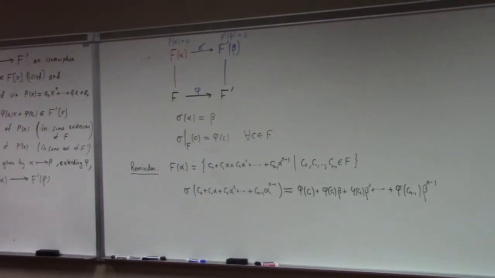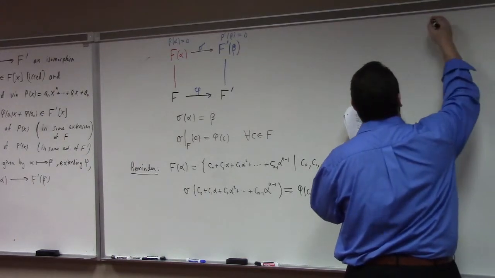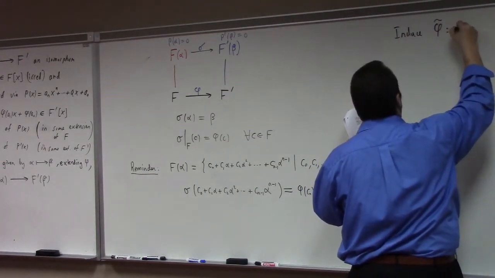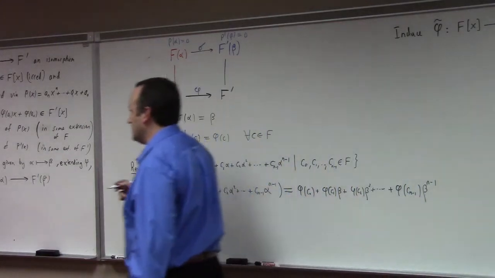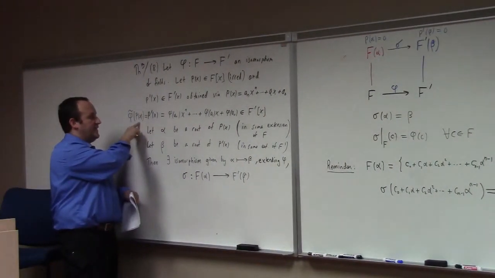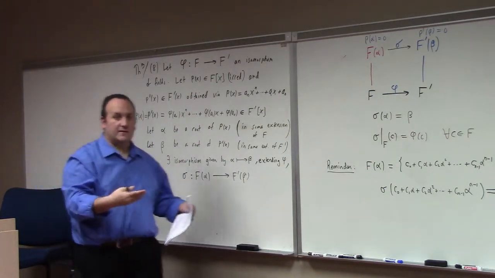And the claim is that this is an isomorphism. Now, how does he prove that this is an isomorphism? It's very simple. What he does is he induces, let's say, phi tilde from F[x] to F prime[x] as I've described. This is phi tilde of p of x. It's the natural assignment of p of x to a corresponding polynomial in F prime[x]. That's the extension of phi to polynomials.